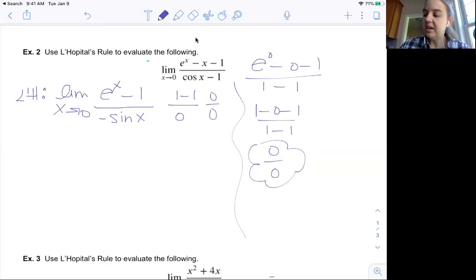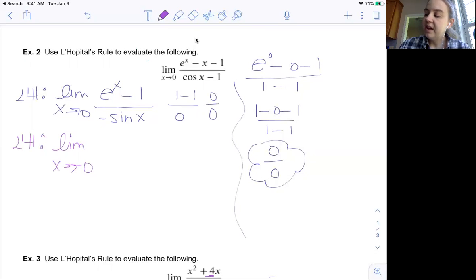So we got to do L'Hopital again. I'm going to switch colors here so it looks different. And that's the thing about L'Hopital. You can do it more than once. There's no end to how many times you can do it. Now, for the problems we're talking about, it should be once or twice. If you find yourself doing it 4 and 5 times, there might be an error.